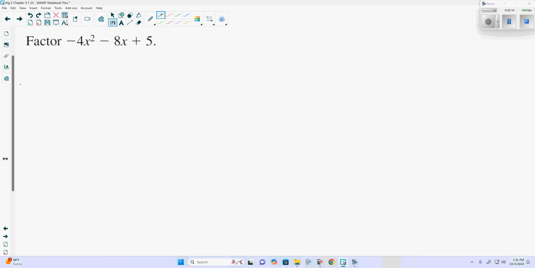So it's the same as what we've done before, but all I'm going to do is divide every term by negative 1. We're factoring that negative out. So our negative 4x squared divided by negative 1, a negative divided by a negative is a positive, and 4x squared divided by 1 is 4x squared. Negative 8x divided by negative 1, negative negative makes a positive, plus 8x. 5 divided by negative 1 is negative 5.